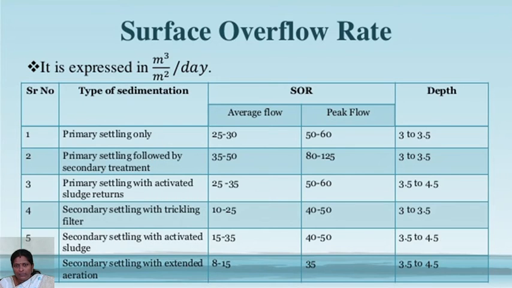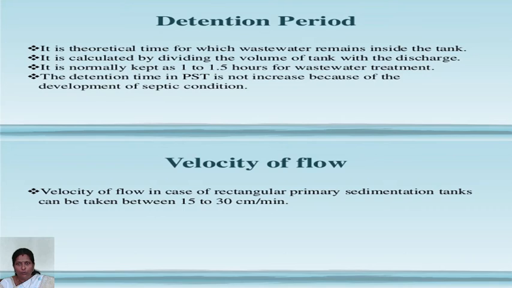Secondary settling with a trickling filter: the average flow 10 to 25, peak flow 40 to 50, depth is taken as 3 to 3.5. Secondary settling with activated sludge: 15 to 35, peak flow 40 to 50, depth is taken as 3.5 to 4.5. Secondary settling with extended aeration: average flow is taken as 8 to 15, peak flow is taken as 35, then the depth is taken as 3.5 to 4.5.